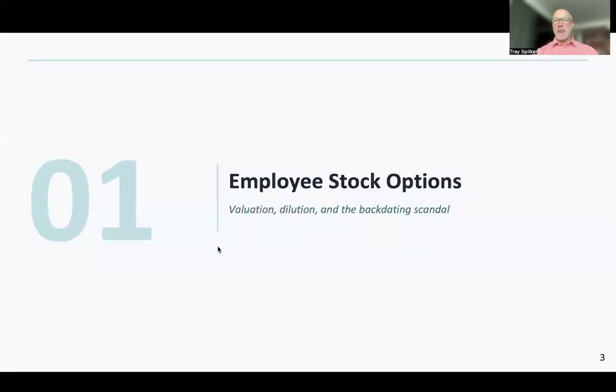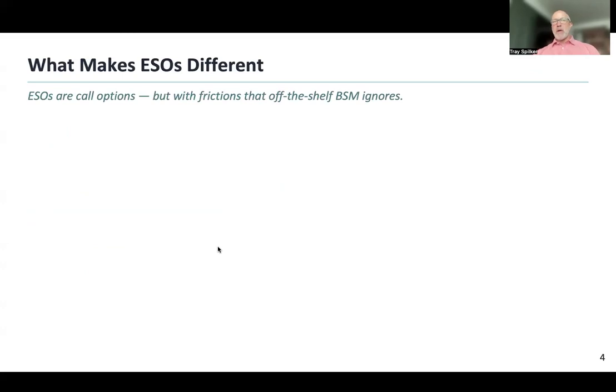Okay, so let's jump in and talk about employee stock options here. What makes ESOs, employee stock options, different? Well, it should be said on the outset here that employee stock options are call options, but they have certain frictions that the off the shelf Black-Scholes-Merton model tends to ignore. So typically, when employee stock options are granted, they are based on a notional principal amount, and the contract is usually for about 10 years.